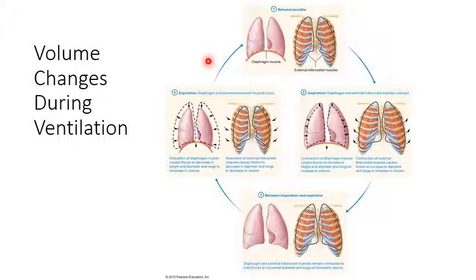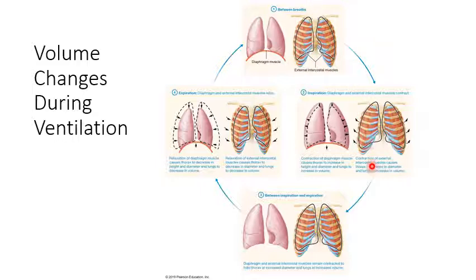Okay, so here you can see volume changes in the thoracic cavity during ventilation. You start out here between breaths in a neutral position. Your diaphragm and external intercostals are relaxed. Since your diaphragm is relaxed, it is pushing up into the thoracic cavity. And since your external intercostals are relaxed, the ribs are kind of lowered and they're closer to each other. So the volume in the thoracic cavity here is low. The pressure would be equalized with the atmosphere.